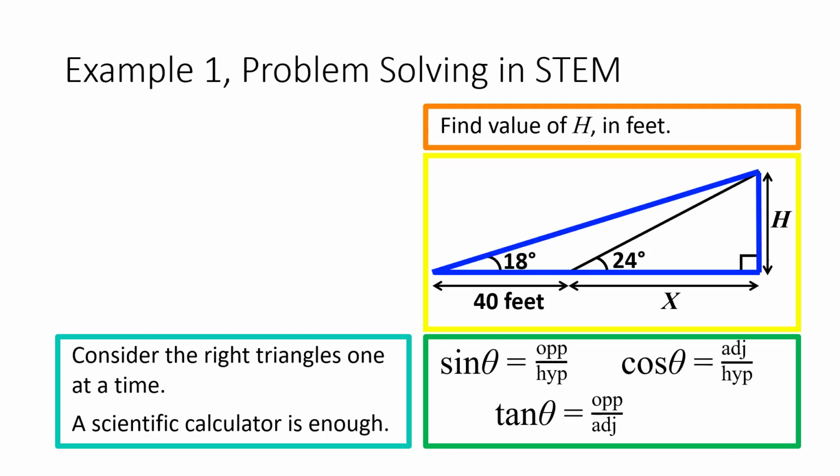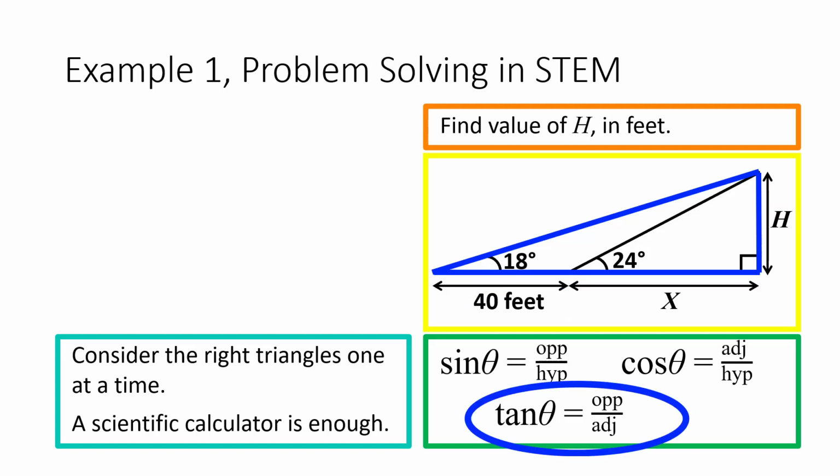First, let's look at the larger right triangle highlighted in blue here. We want to know about the height, and we have information about the horizontal side. We don't have information about the hypotenuse, and we aren't really interested in finding out what it is. So we choose a trig function that does not involve the hypotenuse. That means we want the tangent function.